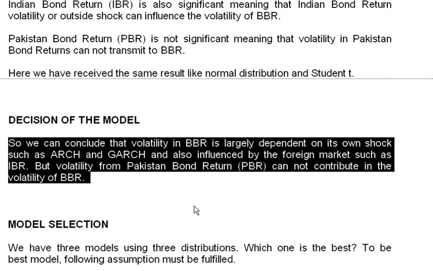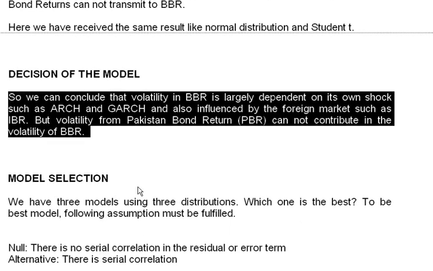So what is the decision? ARCH and GARCH are significant, and also Indian bond return. So all the three factors influence. Three factors means ARCH factor, GARCH factor, and the Indian bond return factor. All three things contribute to the volatility of HT. What is HT? Bangladesh bond return. That is called variance of residuals in other words.